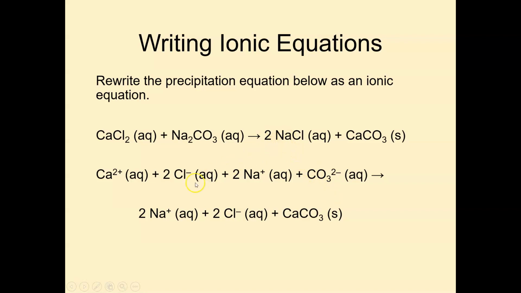2 times 1 gives me 1 sodium. 2 times 1 gives me 1 chloride. Recall that for the precipitate, we don't dissociate it because it's not water soluble, so it just comes down intact. I'm making that point with the square there. So this is the correct ionic equation for the combination of calcium chloride and sodium carbonate to give you sodium chloride plus a calcium carbonate precipitate.